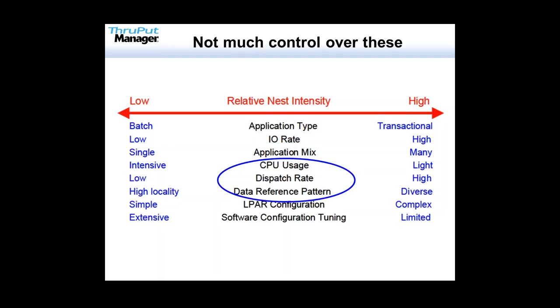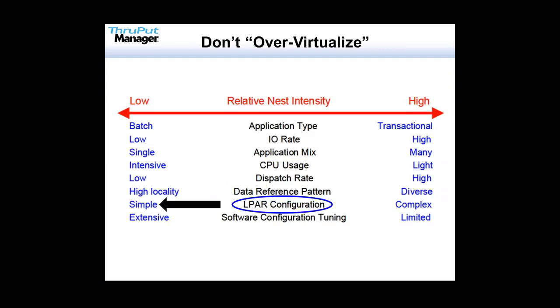Now, these three factors, CPU usage, dispatch rate, and data reference patterns, kind of fall into the not much I can do about it category. They're basically native to the application. But here, on the other hand, is another area where we can do something.